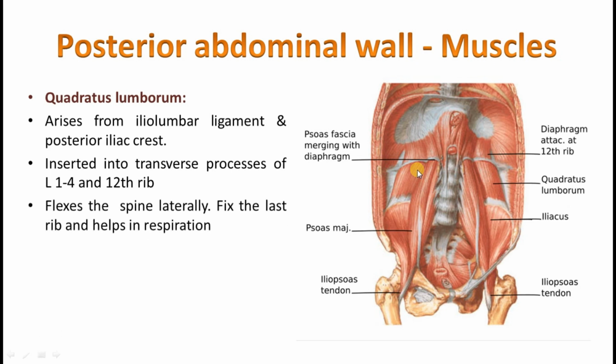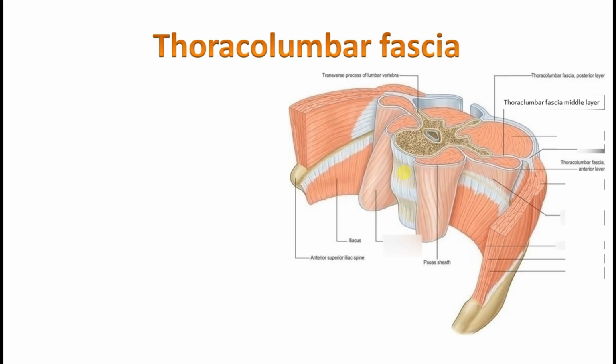It actually flexes the spine laterally, unilateral in action. It will flex your trunk laterally: whichever side of this muscle acts, it will bend your trunk laterally to the respective side. It helps to fix the last rib and thereby it is an accessory respiratory muscle. This is actually covered by the anterior layer of thoracolumbar fascia. Nerve supply is by the 12th thoracic and first 4 lumbar nerves.